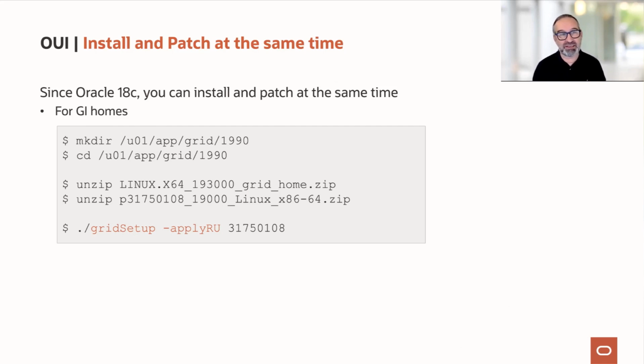What we see on the slide here is the Grid Infrastructure installation, where this works as well. So we create the directory, I name it here grid 1990, and I change into that directory. I unzip the base release, this is 19.3.0 Grid Infrastructure. And then in the same directory, I unzip also the most recent release update. I start the installation with gridSetup, but I pass on this -applyRU parameter and the directory name of the subdirectory where I unzipped the patch.